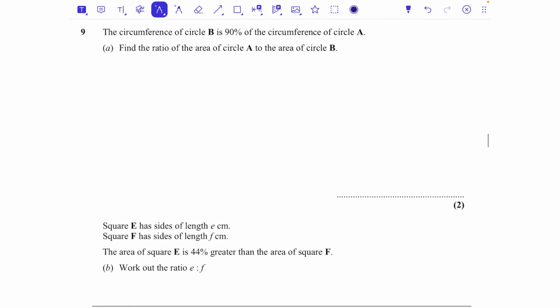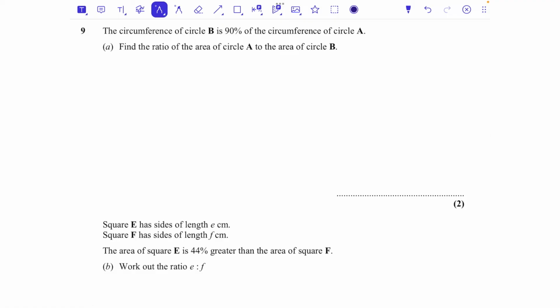Question number 9. Now, this question is actually quite tricky, given how early on in the paper it is. I think this is quite a hard one, so bear with me on this one. The circumference of circle B is 90% of the circumference of circle A. Find the ratio of the area of circle A to the area of circle B.